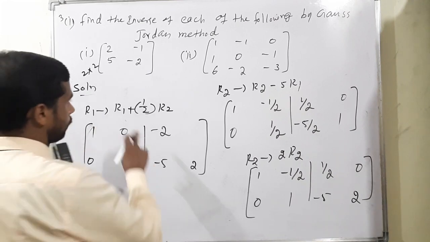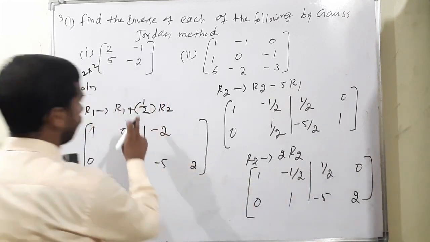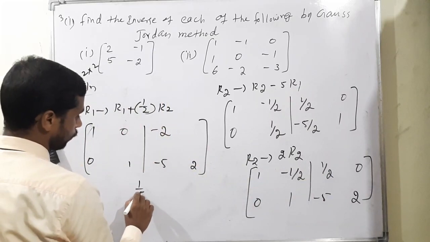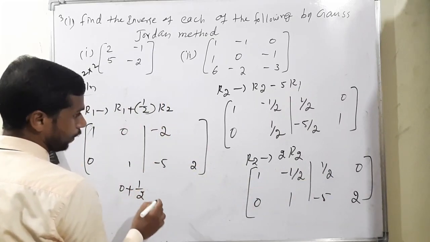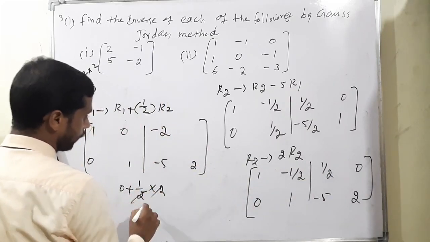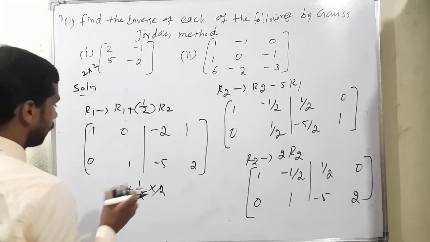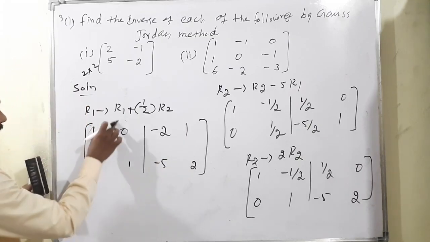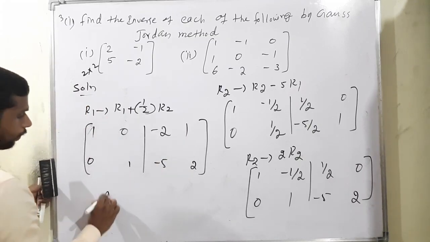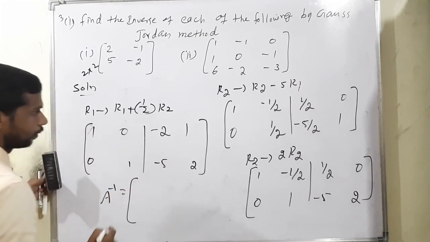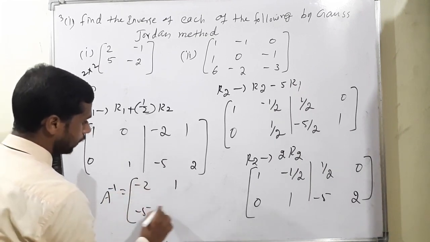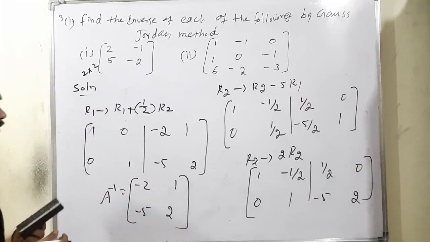So last one, see R1 value 0 plus 1 by 2 into 2. So 0 plus 1 by 2 into R2 value 2. Definitely 2 to cancel means value will be 1. Now we can say the augmented matrix is converted to the identity matrix, true. Therefore A inverse is equal to minus 2, 1, minus 5, 2. This is the answer for subdivision 1. Okay, I am moving to subdivision 2.